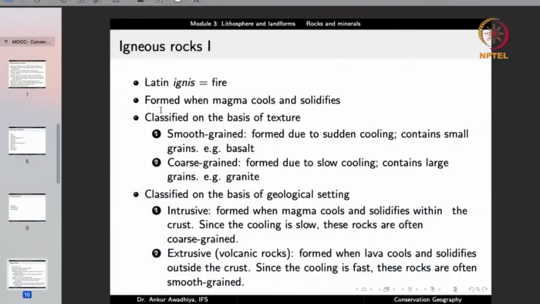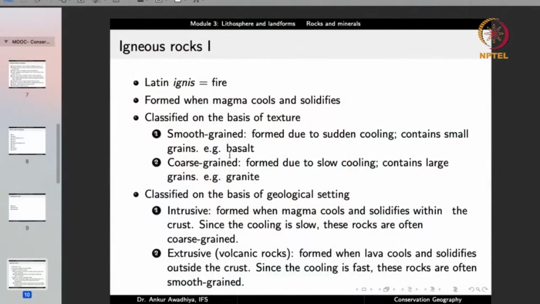So on the basis of their texture, we can have smooth grained rocks or coarse grained rocks. Smooth grained rocks are formed due to sudden cooling. They contain smaller grains, and coarse grained rocks are formed due to slow cooling, and they contain larger grains. A good example of smooth grained rock is basalt, because as we have seen before, in the case of basalt provinces, the basalt comes out, it has less viscosity, it spreads very fast. So there is a fast spread in a very large area. So you have a very thin sheet of rocks that is getting formed. The surface area is large, and so there is a very quick cooling. And so basalt typically is a fine grained rock.